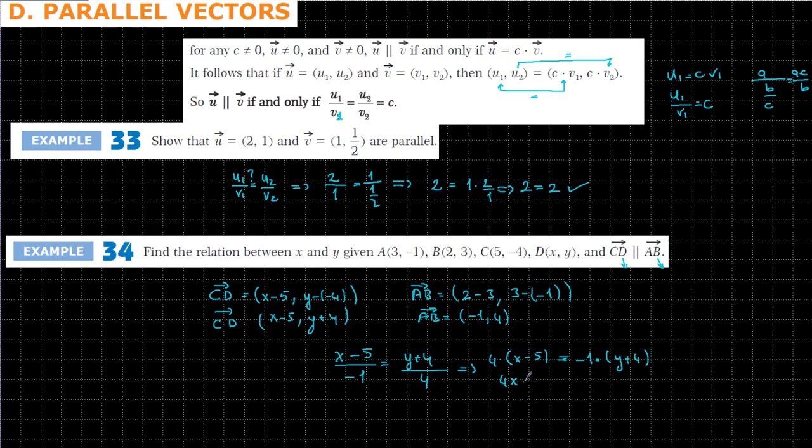Here 4x minus 20 is equal to minus y minus 4. If you send y to this side to make it positive, because we are finding the relation between them, and x to this side, y is going to be equal to minus 4x plus 20 minus 4, so y is equal to minus 4x plus 16. So this is the relation between x and y.